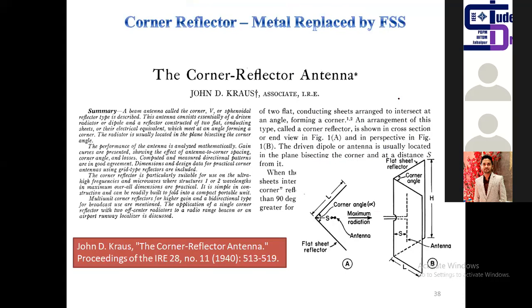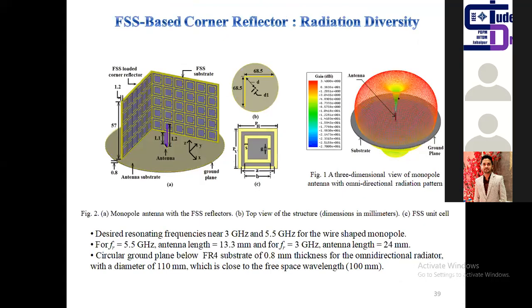So then we can have the corner reflector antenna. That is basically some very simple monopole antenna. You can choose dual band or single band, and you can place the FSS in the place of the corner reflector. This corner reflector concept is very old, but with the FSS, the use of a corner reflector is something new.